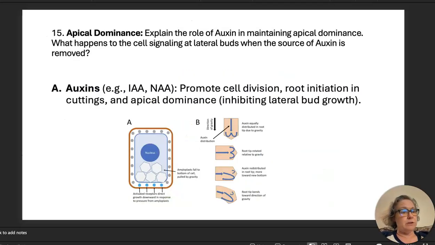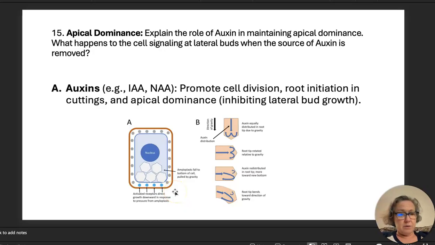Okay, let's talk about apical dominance and auxins. So auxins promote cell division. So you can see how auxins and gibberellins are going to work together. Gibberellins are going to loosen that cell wall, and auxins are going to promote cell division. They also promote root initiation and apical dominance, and the apical dominance is related to gravity.